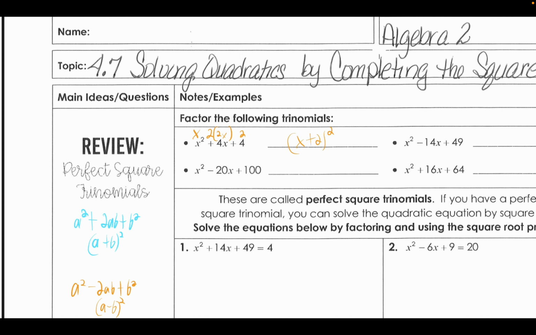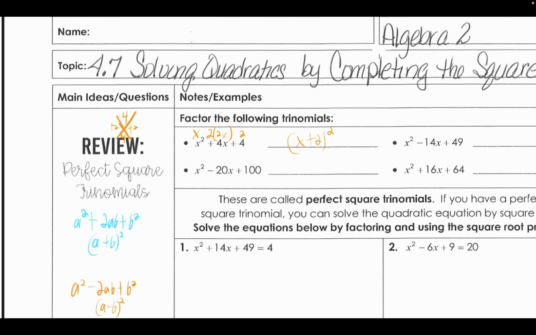Now, if this is too much to remember and you get confused by it, you're more than welcome to still use the x method, where you would do 4 at the top, 4 at the bottom, and get plus 2 and plus 2. But the reason we are reviewing this is because it'll come in quite handy to know this quote-unquote shortcut for factoring perfect square trinomials.